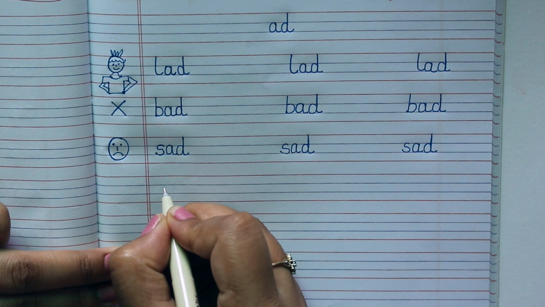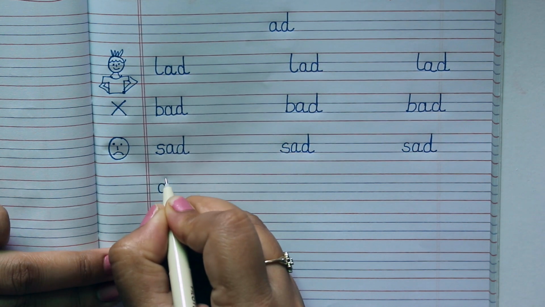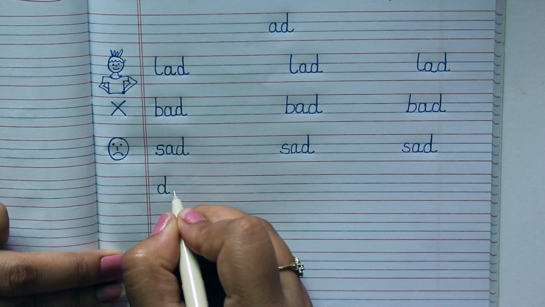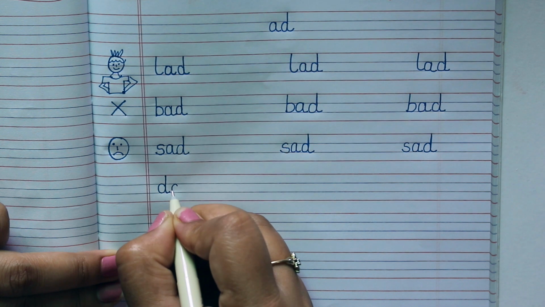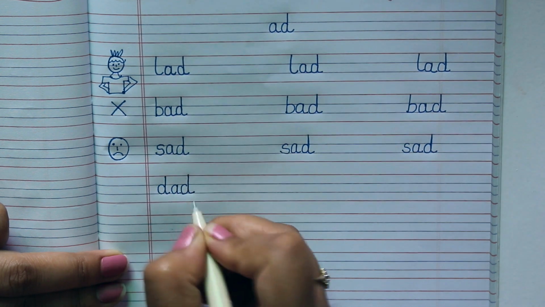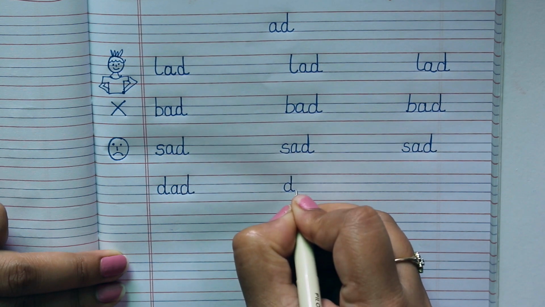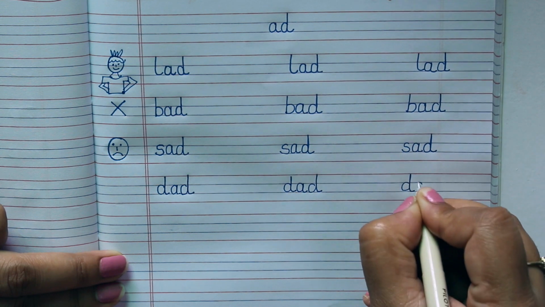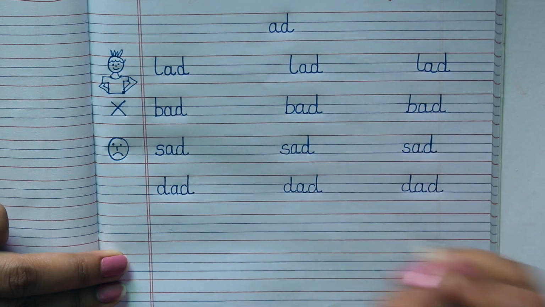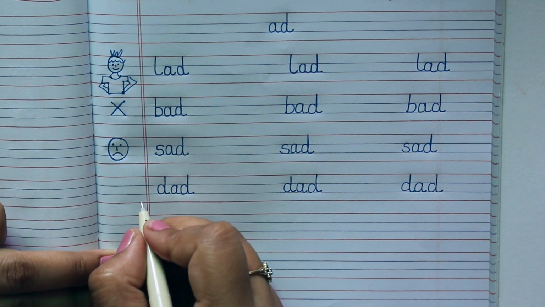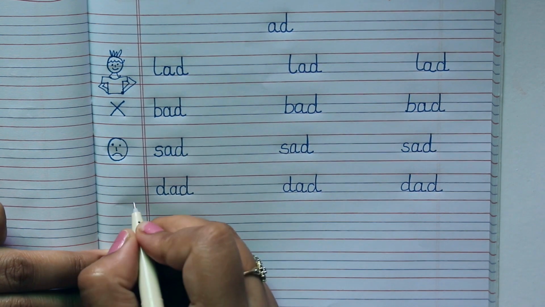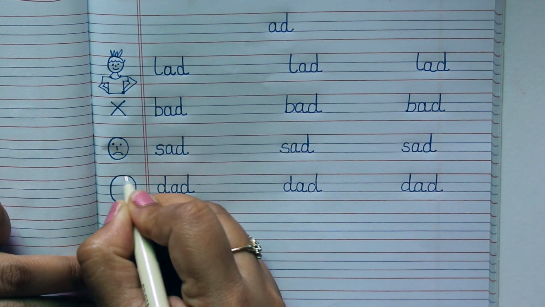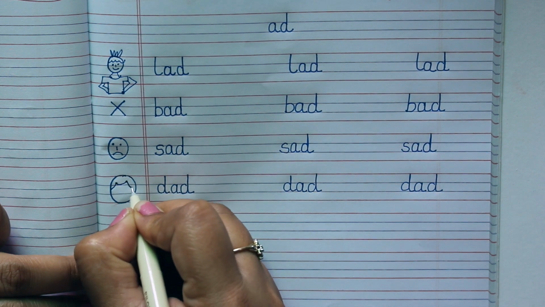So I am going to write dad now. D having a tail. Okay, so we will join D tail with add sound. D, add, dad. Repeat after me. D, add, dad. Again. D, add, dad. Okay, dad means father, papa. Dad means father. Okay, अब हम यहाँ पर एक फादर बना रहे हैं.